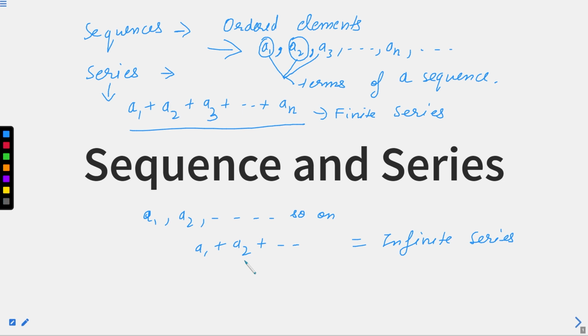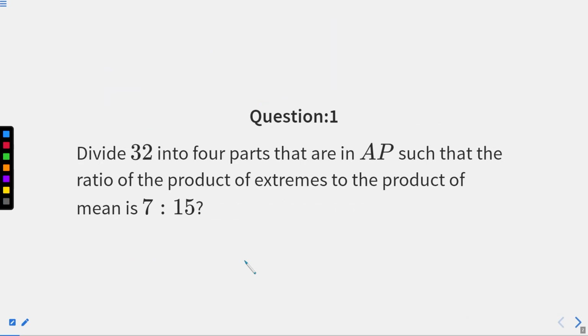Okay, now let's jump to our first question. I hope you have recalled some of the definitions up till now. So the first question is related to AP. AP is a sequence, that means arithmetic progression or sequence, whatever you want to call it.